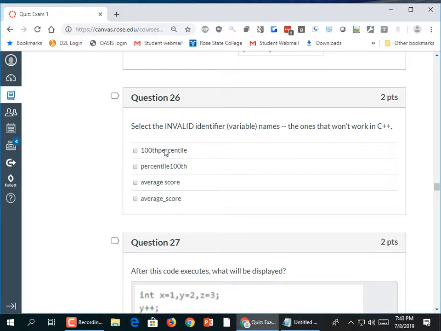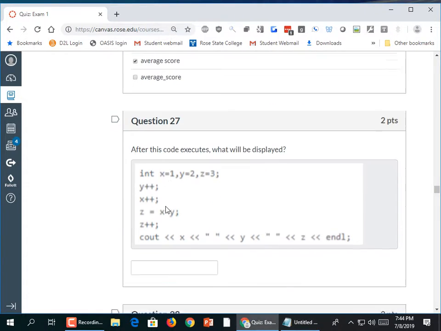Invalid identifiers. Which of these are wrong? Is the first one wrong? First and third. Yeah, that's definitely wrong because it starts with a number, and this one's definitely wrong because it's got a space in it. Nothing wrong with that one. Nothing wrong with that one. Underscores are fine.